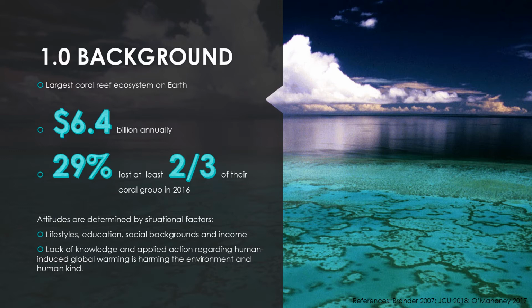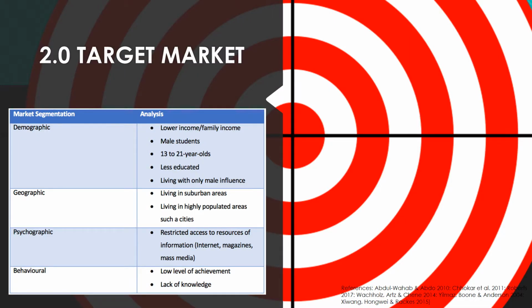overuse of electrical appliances. Attitudes towards the environment are determined by situational factors such as lifestyles, education, social backgrounds, and income. The lack of knowledge and applied action regarding human-induced global warming is putting both the environment and humankind at serious risk. The process of segmenting a larger market into small groups of consumers who share homogeneous characteristics is known as market segmentation. The target market have been segmented through four main methods of segmentation: demographic, geographic, psychographic, and behavioural influences. This table represents the segment of the market who are least likely to commit to taking environmentally favourable actions such as reducing electrical appliances, as highlighted in the literature review.